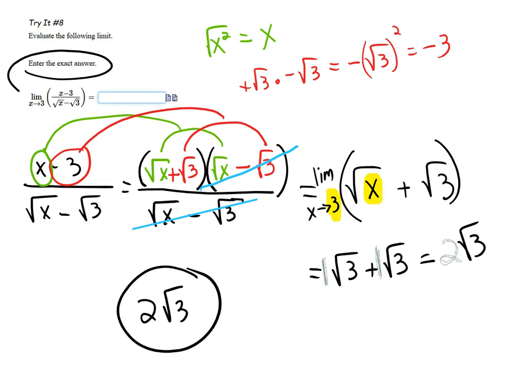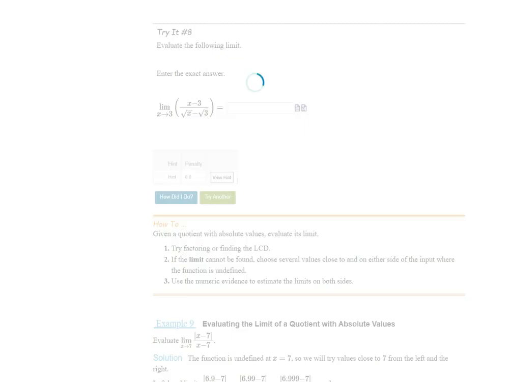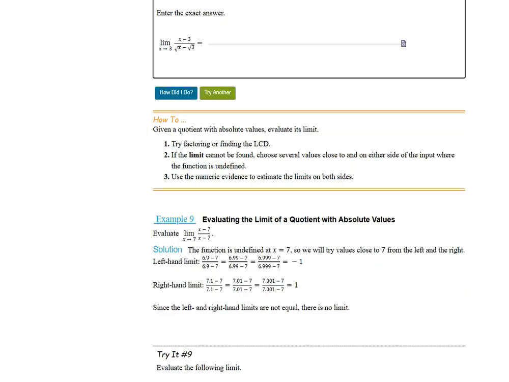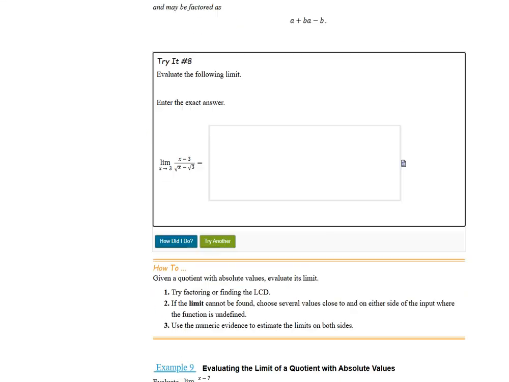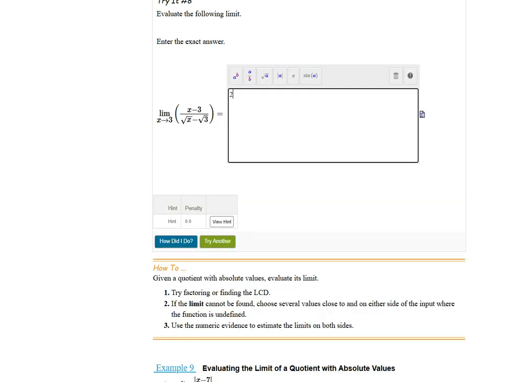It says enter an exact answer. They did not want me to grab my calculator. And I'm coming in here, and they do this time have the little equation editor option. So where'd it go? There it is. That took a little while. So I'm going to type in 2, and then I need my square root sign and a 3. 2 times the square root of 3.